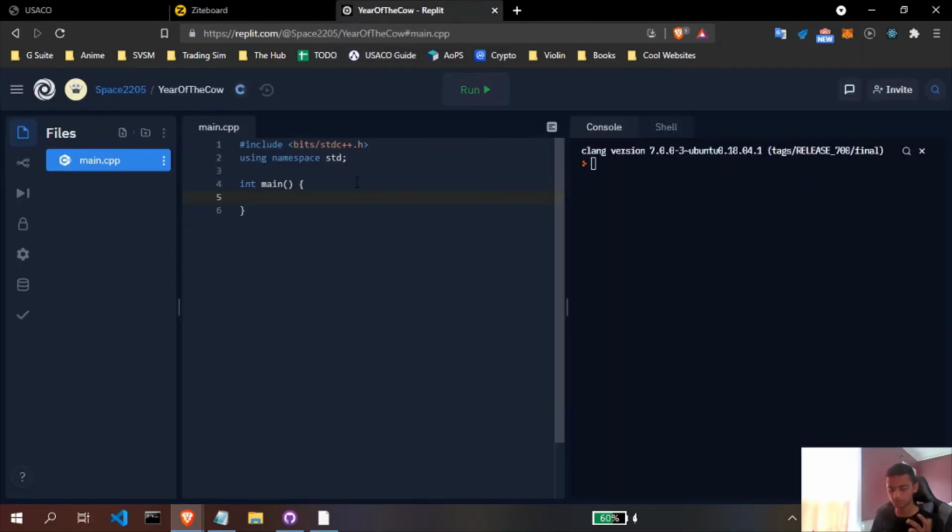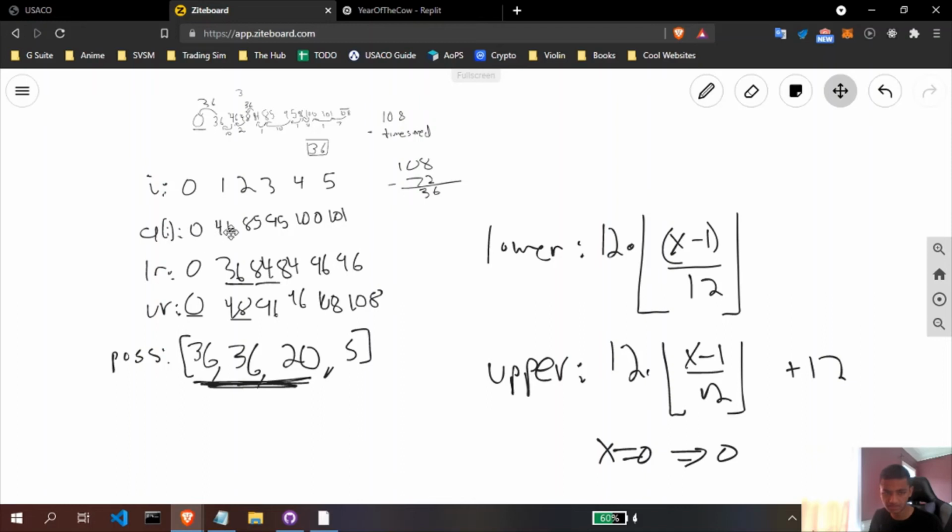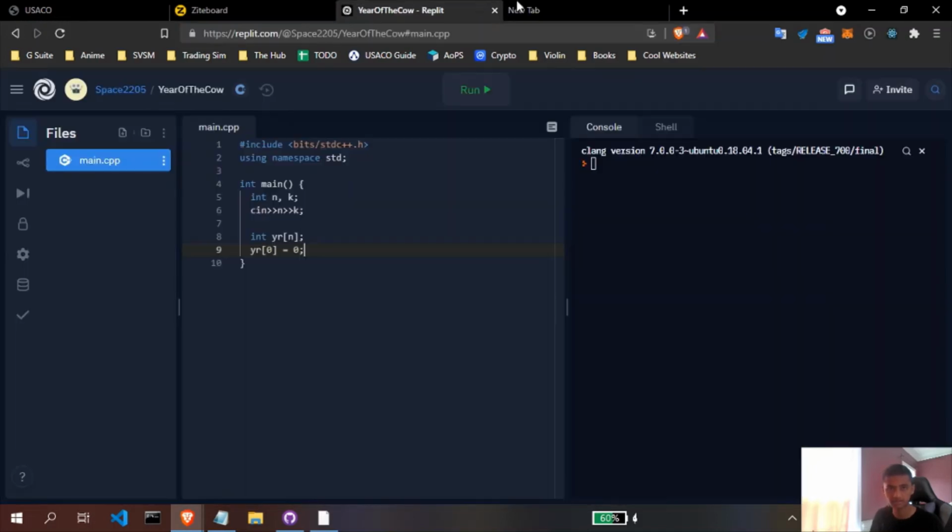So over here, the first step I want to do is create the integers n and k, and I want to input them. And then what we want to do is create an array, and I'm going to call it year of i, basically the year that the cows lived in. I'm going to give it a size of n. And I'm also going to set year of 0 to 0, because we mentioned that we want to insert 0 into every single array that we have.